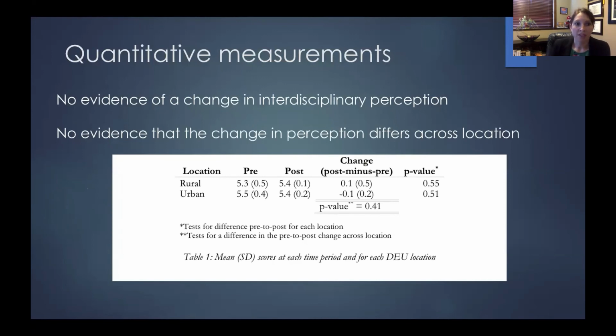For both locations, the average score was actually quite high prior to clinical. This left little room for improvement. Indeed, there was very little change in the scores from pre to post. There was also no evidence that these changes differed across the location of the DEUs.